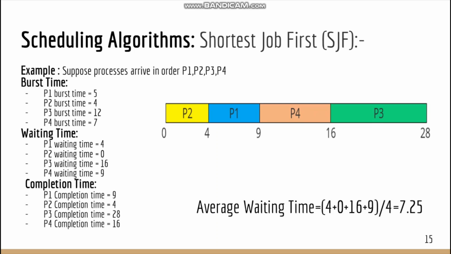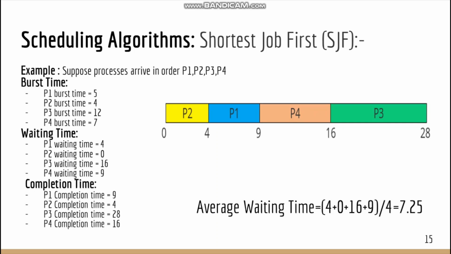So P2 will be executed, and according to the burst time, it will be executed from 0 to 4 seconds. After this, P1 has the least burst time among all the remaining processes. So P1 will be executed after P2 from 4 to 9 seconds. After this, P4 will be executed, and then P3 will be executed at the end.